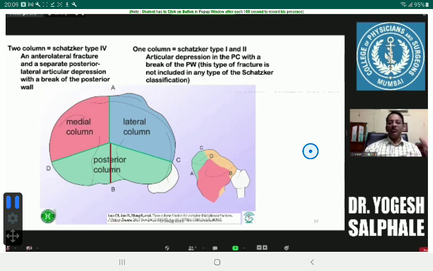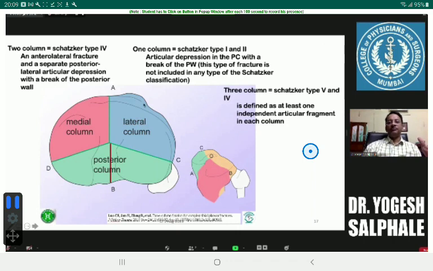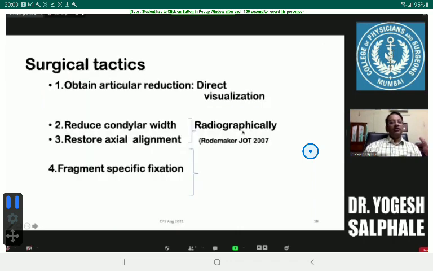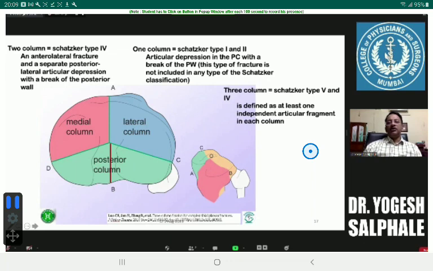So now, when we see a type 3 column fracture, it is defined by at least one independent articular fragment in each column, so each column has got an injury. So that is the reason why it is the most severe form of a proximal tibial fracture.